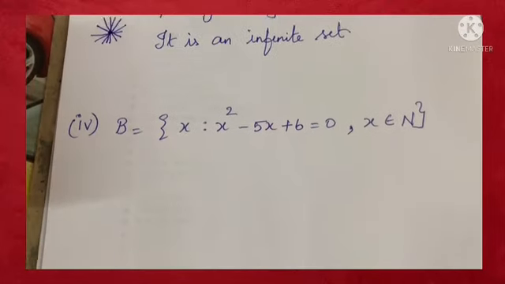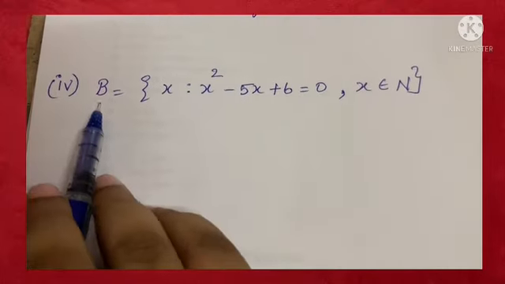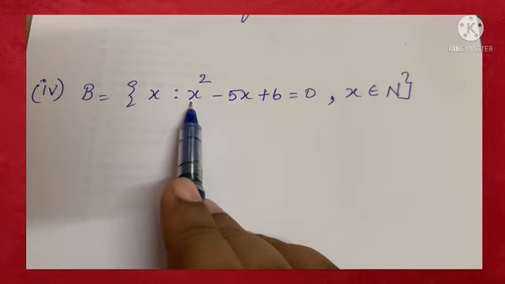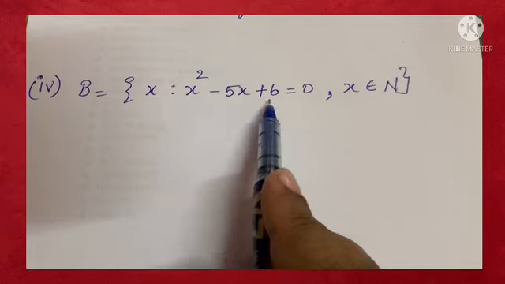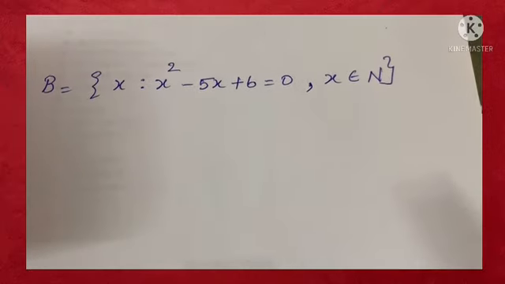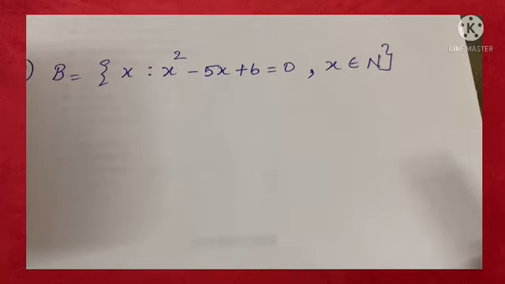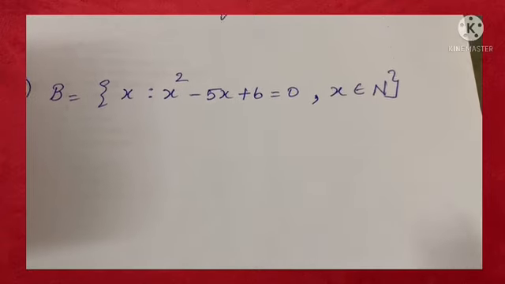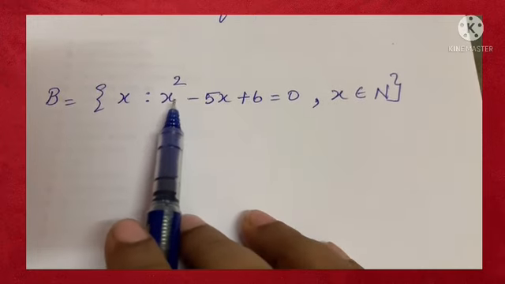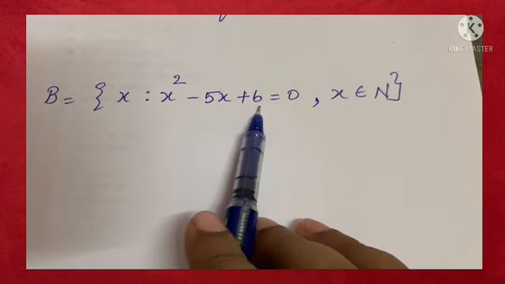Okay, moving on with the last one. B equal to x. My x value should be taken from x square minus 5x plus 6 equal to 0, where x belongs to capital N. Meaning of capital N is? Yes, it is natural numbers. Okay, they want you to find only the value of x. But here it is given as a quadratic equation.